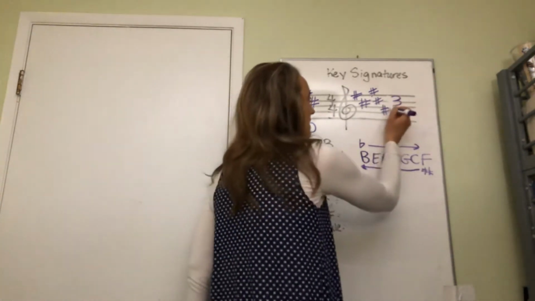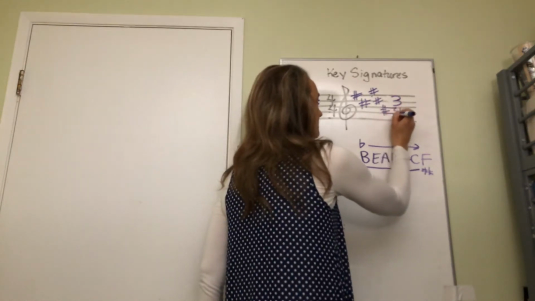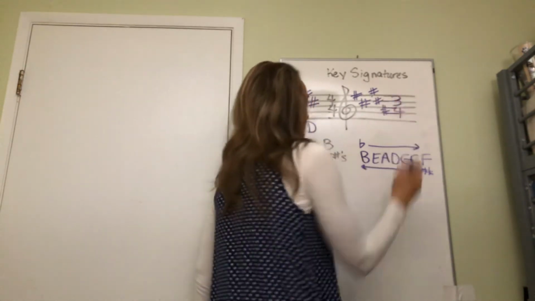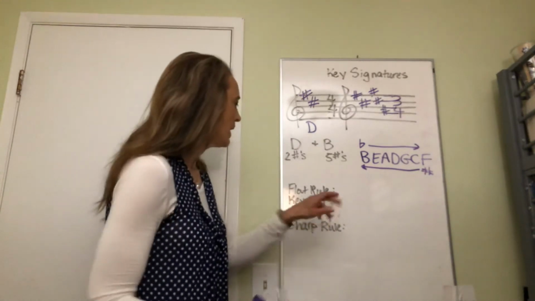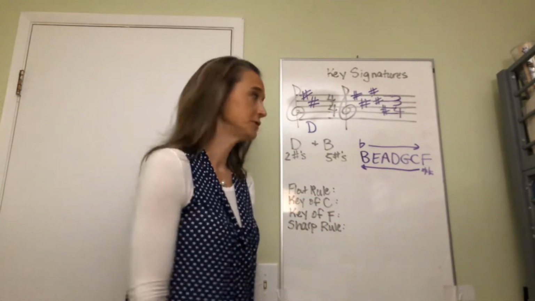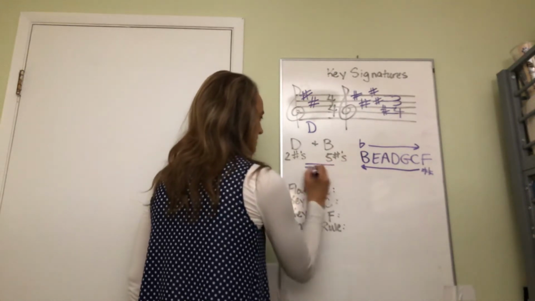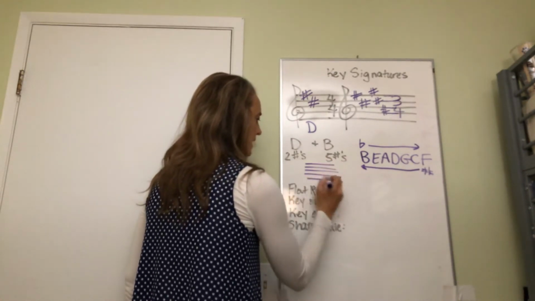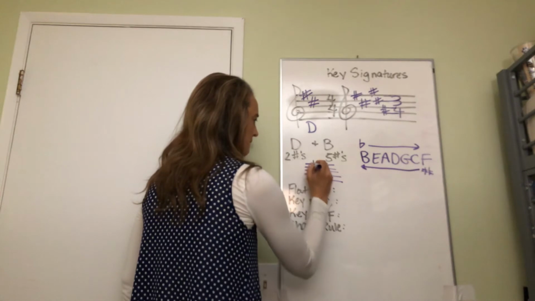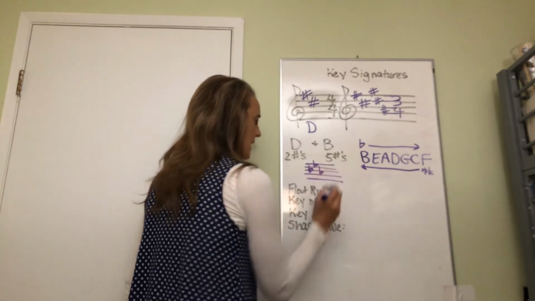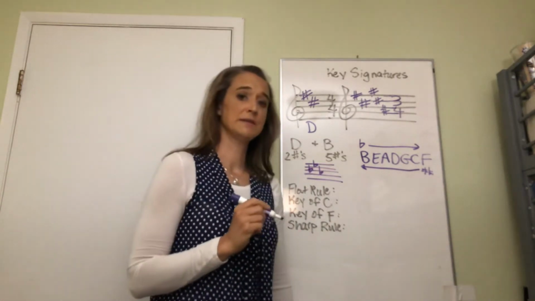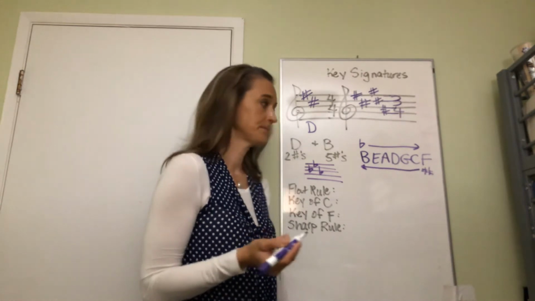And I'm going to keep this here because this is going to be handy to explain the sharp rule in a minute. All right. So what is the flat rule? Do you remember? If I have 1, 2, 3, 4, 5, and then I've got a B flat, E flat, A flat, how do I find what the name of the key is?